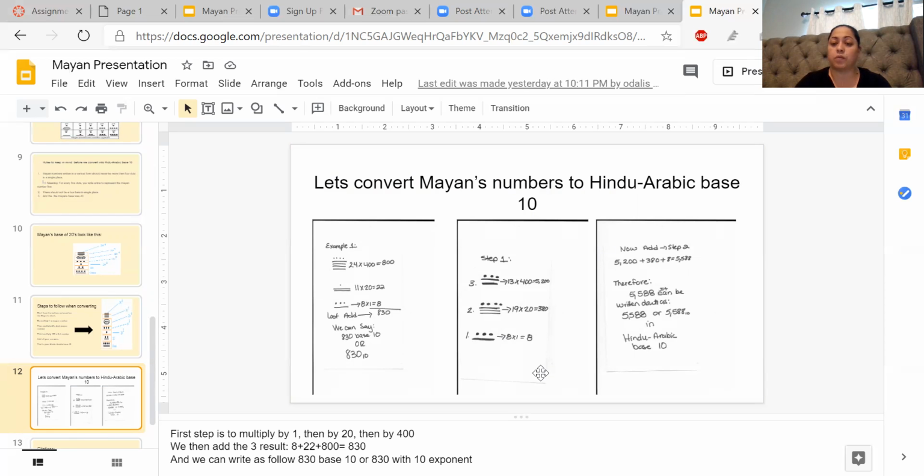Again, we multiply it by the 1, the 20, and the 400, starting from the bottom up on the chart. And then we add those numbers together, and therefore we have 5,588. It can be written as 5,588 base 10. Or in the Hindu Arabic base, we can do 5,588 with the 10 base on the bottom.